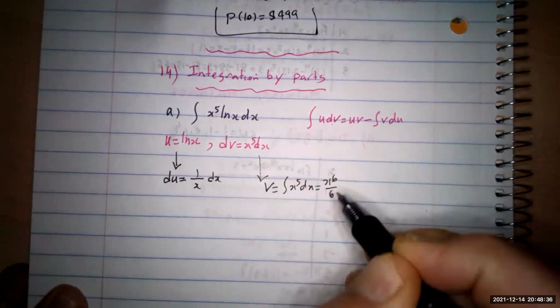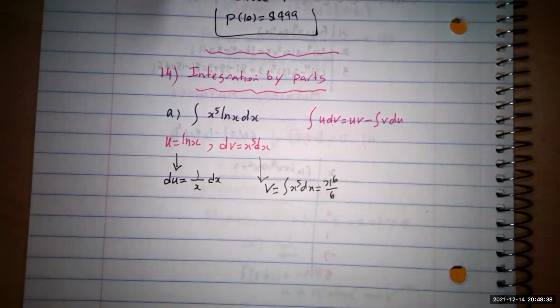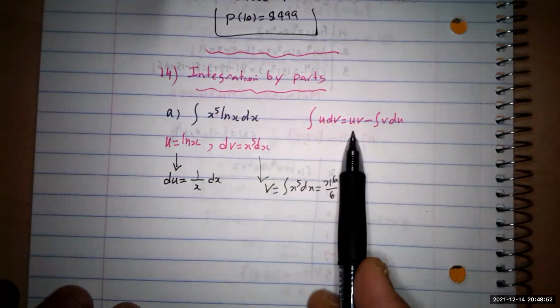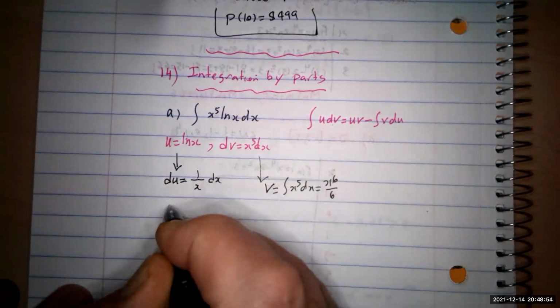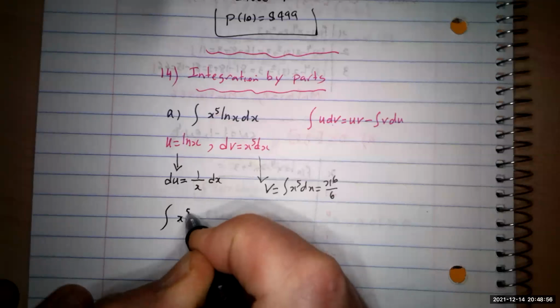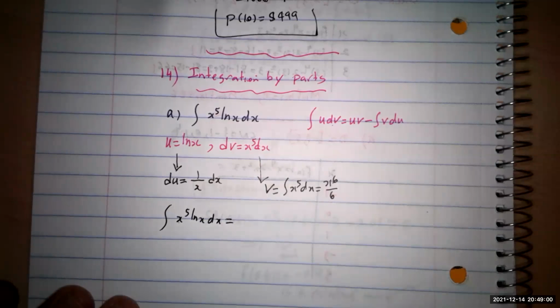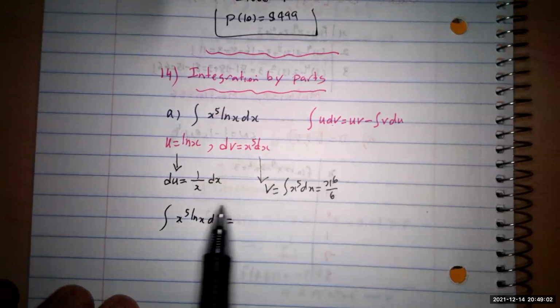No constant c, because this is not the solution of the problem. It's just a partial solution. Even if you carry the c, you get the same answer, but we don't usually add the c here. Now we go back and we rewrite the formula. So the integral of x to the 5th ln x dx, the original one, equals u times v.